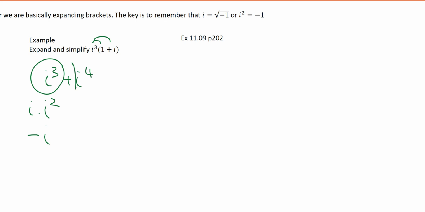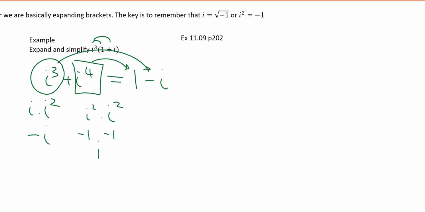What is i to the power of 4? 1. It's i squared times i squared, which is -1 times -1, which is 1. So that there equals 1 minus i, where the 1 comes from there and the -i comes from there. That sort of makes sense? Can you see that? The algebra is not that tricky, but because we're dealing with something new, it becomes a lot more complex.